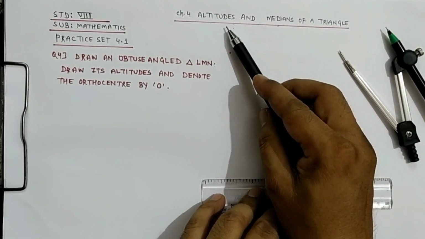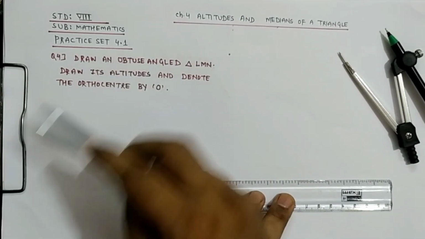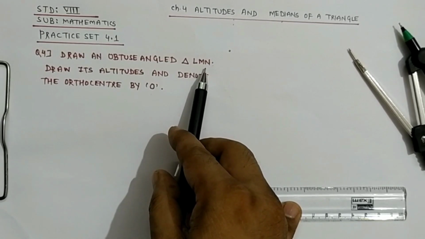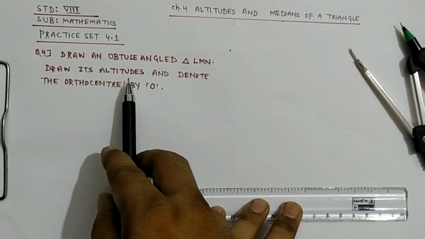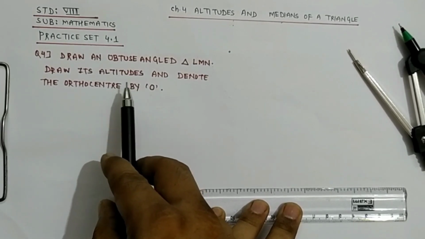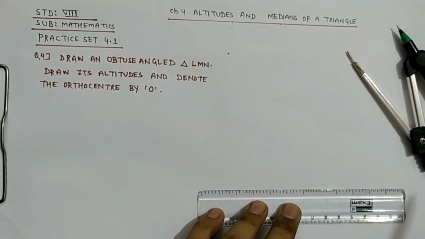Today we'll see in chapter 4, altitudes and medians of triangle, practice set 4.1, question 4. Draw an obtuse angle triangle LMN, draw its altitudes and denote the point of orthocenter by O. So for an obtuse angle triangle, we have to draw all altitudes. Okay, let us start.